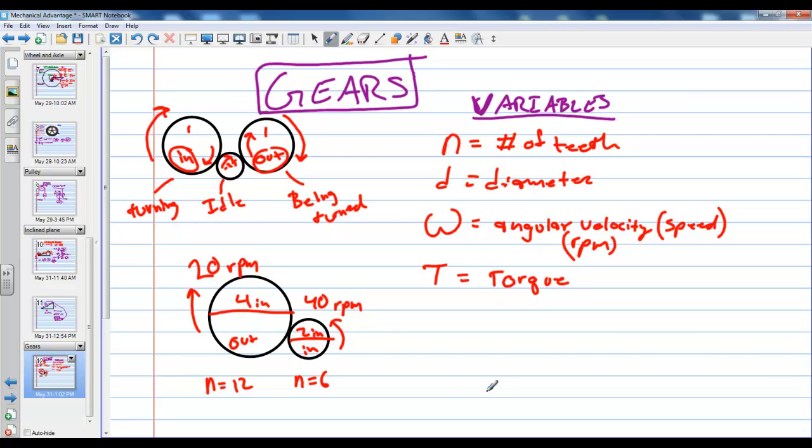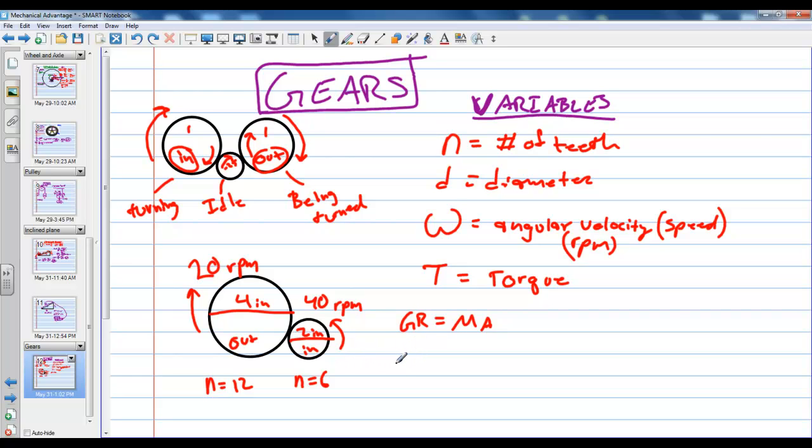So how do we solve these? Well, there's some equations that we want to look at to find the gear ratio. And first of all, GR is the gear ratio, and GR is equal to mechanical advantage. Now there's not going to be an IMA and an AMA here because, well, you can't really change how many times it turns. It's going to turn how many times it turns.